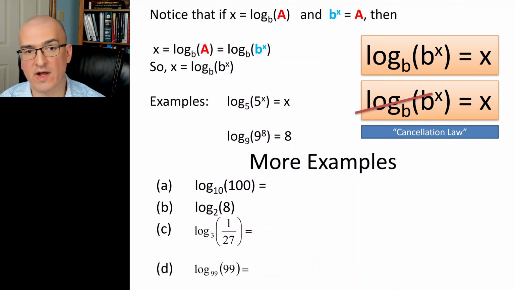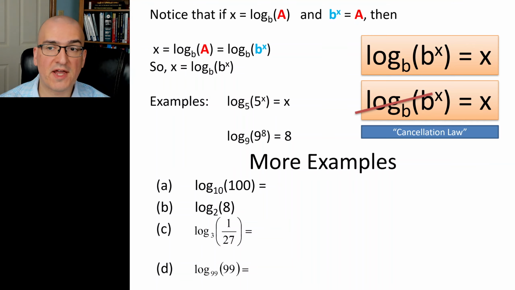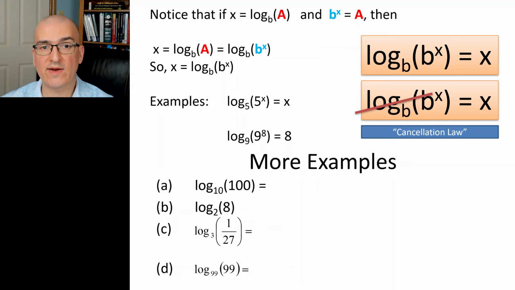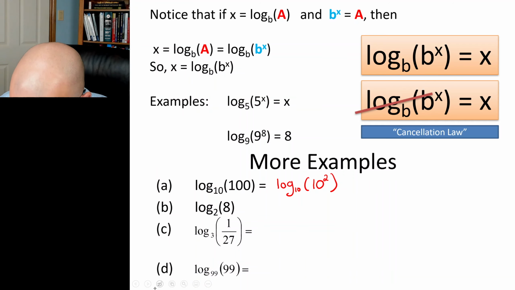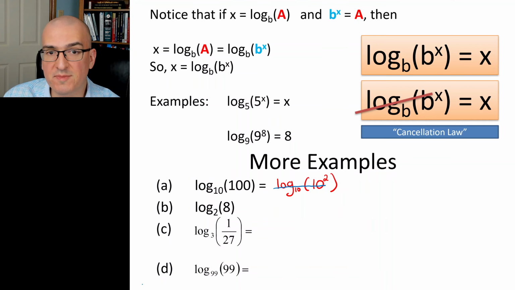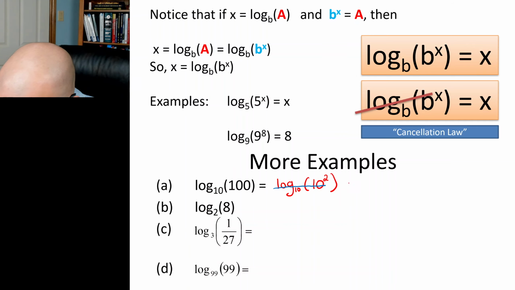Log base 10 of 100. If we're asked to simplify this, chances are the simplification will come from using a cancellation law. In its current format, the cancellation law can't be used. We need log base 10 of 10 to the power of something in order to use a cancellation law. Can we write 100 as 10 to the power of something? And the answer is yes. We can write this as log base 10 of 10 to the power of 2, since 10 to the power of 2 is 100. Now the cancellation law allows us to cancel log base 10 and exponential base 10, and we're just left with whatever power is there, which is 2.